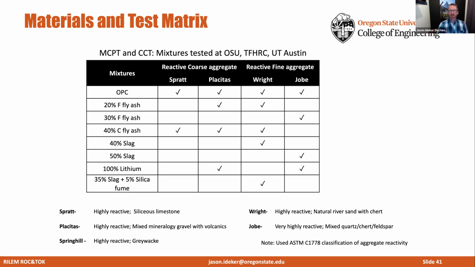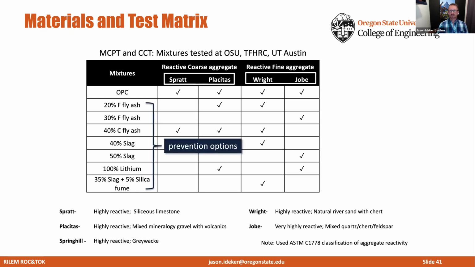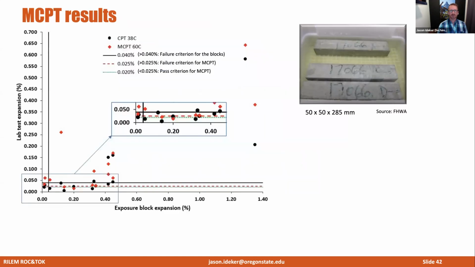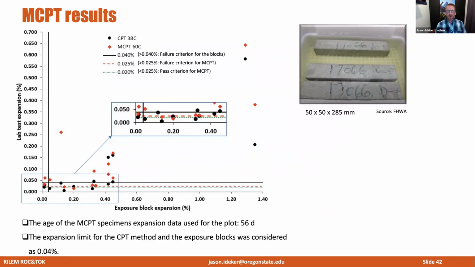So the takeaway from this slide is that we looked at a bunch of different mixtures at 3 different laboratories, and all of these prevention options were options that were shown to pass the accelerated mortar bar test or pass the concrete prism test, but all of these mixtures expanded more than 0.04%, which is the expansion limit we use for outdoor exposure blocks.